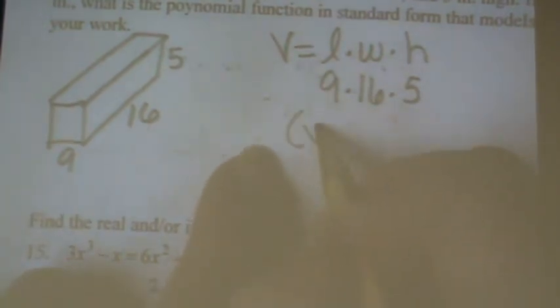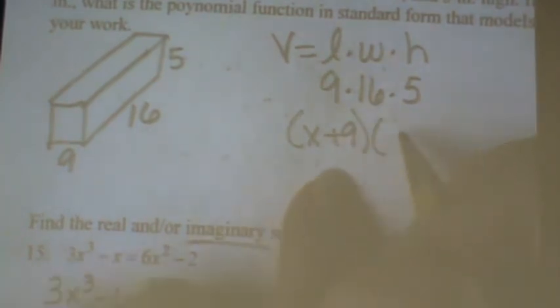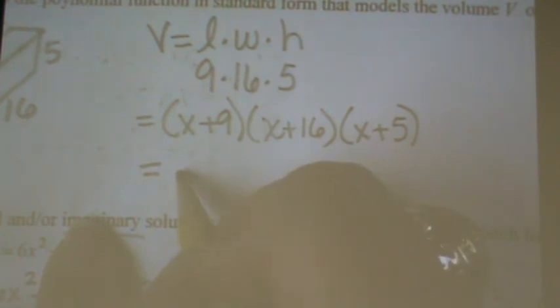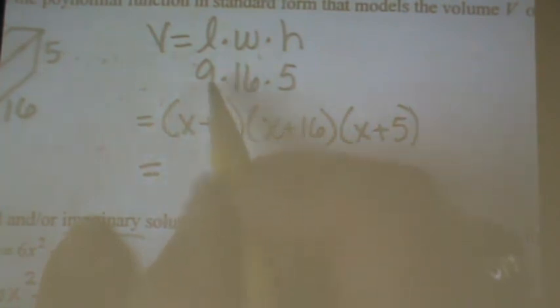What do you think you're going to do? You're going to add x. This is going to be x plus 9, x plus 16, and x plus 5. What do you think you're going to have to do now? You're going to have to FOIL. Would you do the opposite? No, not yet. We're not finding zeros. You're just increasing each of these by x. Good question. You're taking each of these and you're adding some number to it. So you're adding x to these.